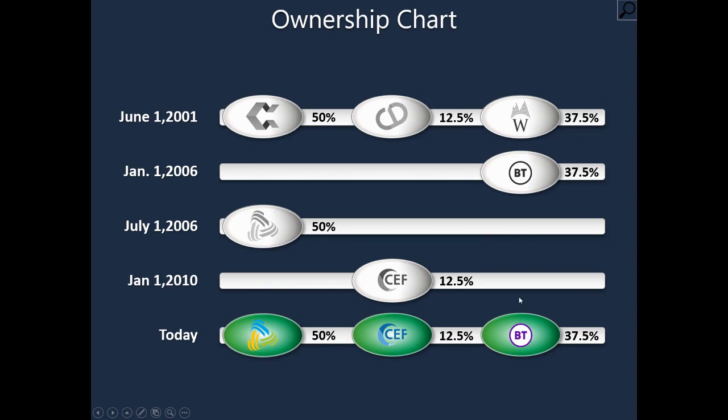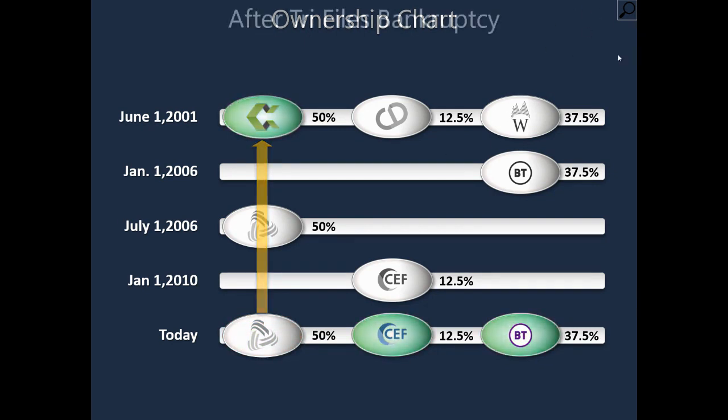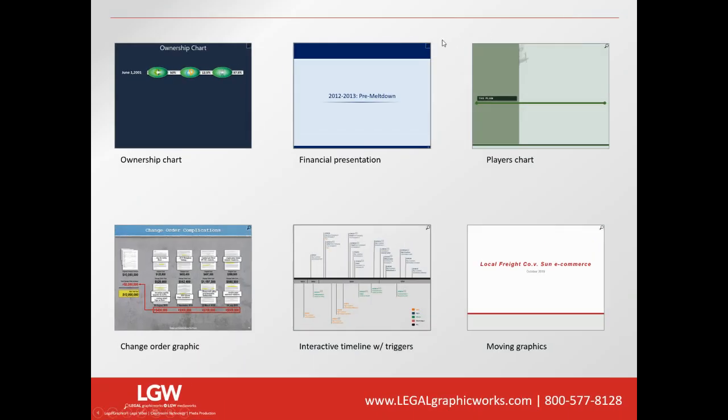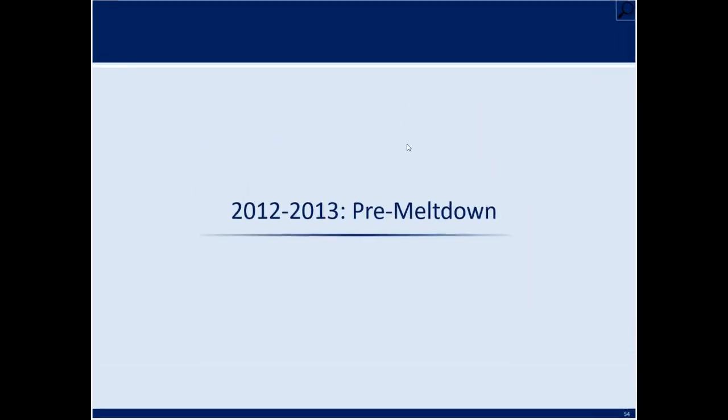It can be particularly useful if you're looking at who was liable for any kind of acts that occurred at a certain period of time, or if you want to show what company filed for bankruptcy and how that affected the ownership or liability. And I just think it's a really nice graphic. The movement is great, and it makes a complex thing really easy to understand.